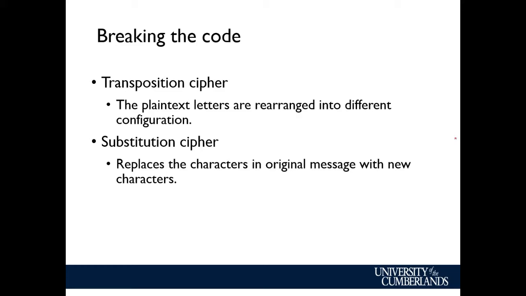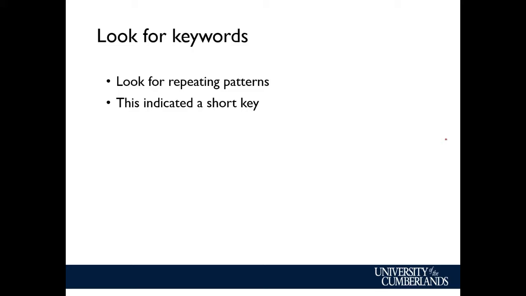So we have different types of ciphers. We have a transposition cipher, and that basically just means the plain text letters are rearranged into a different configuration. Then we have the substitution cipher, which replaces the characters in the original message with new characters, and that's what the Enigma was doing for the Germans. And this allowed them to have a system that they didn't have to worry about being hacked or broken.